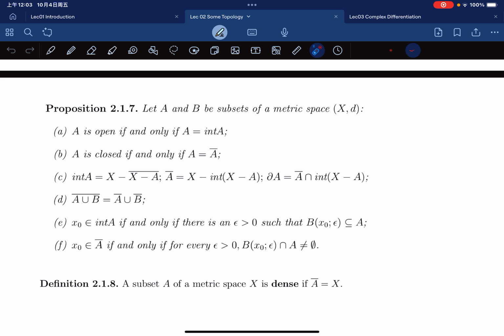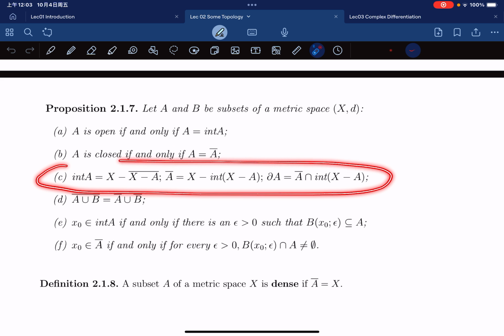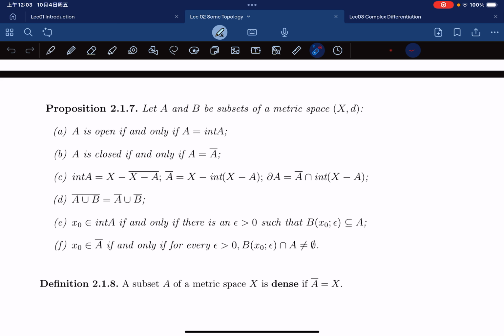Let me just read through them. A set is open if it is equal to its interior, and a set is closed if it is equal to its closure. And we have the following formulas that I'll leave you to verify, if you want to. And the union of closures is contained in the closure of the union. The closure of a union is the union of the closures.